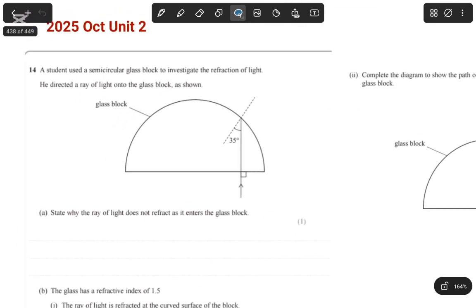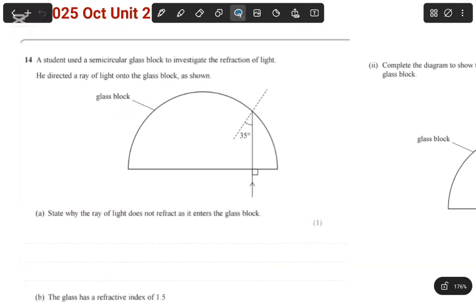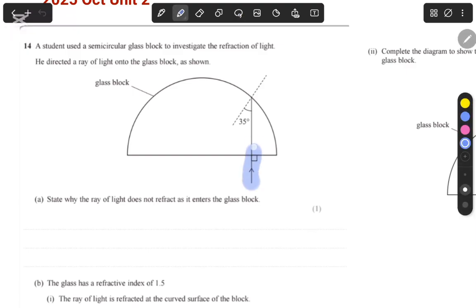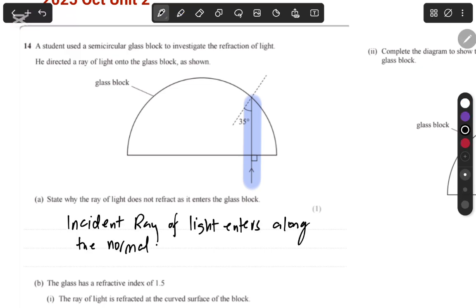Here it says, a student used a semicircular glass block to investigate the refraction of light. He directed a ray of light onto the glass block as shown. And then we see this light that's going straight like this, right? It says, state why a ray of light does not refract as it enters the glass block. So the answer here will be that the incident ray of light enters along the normal.